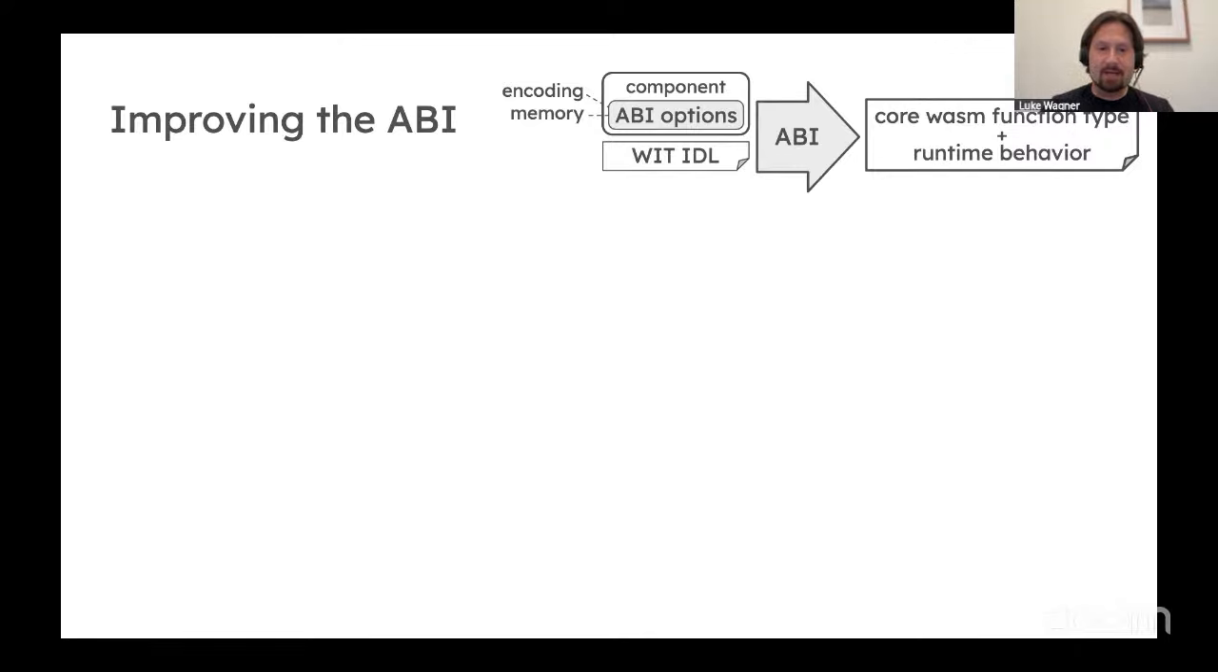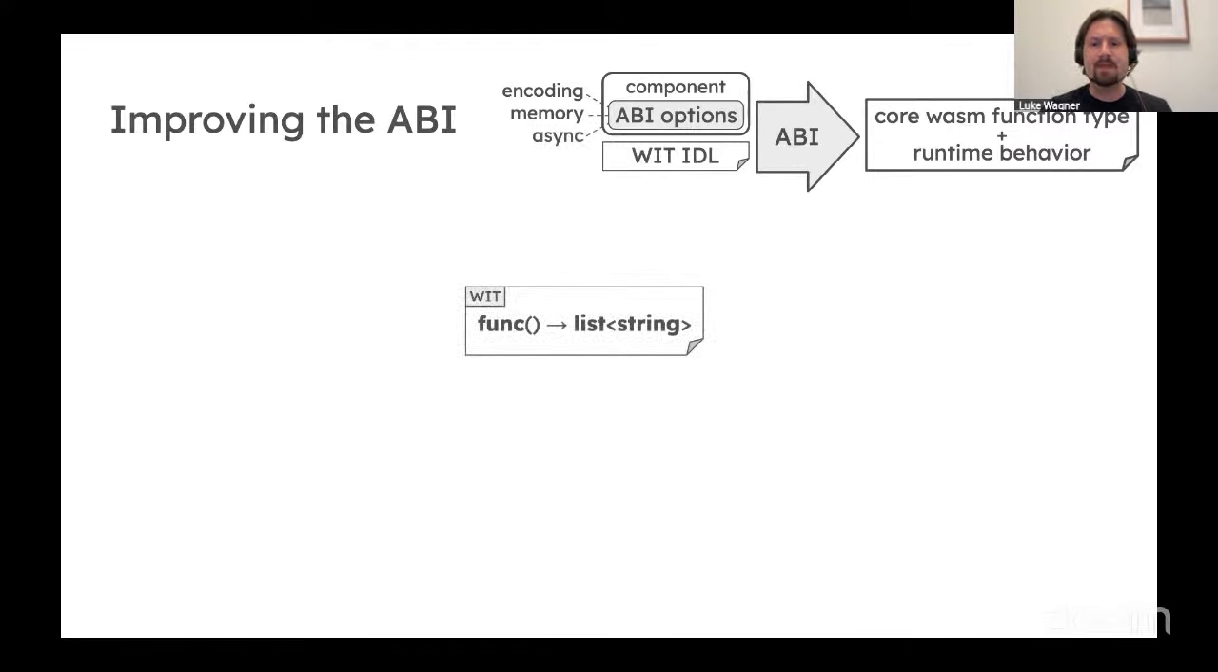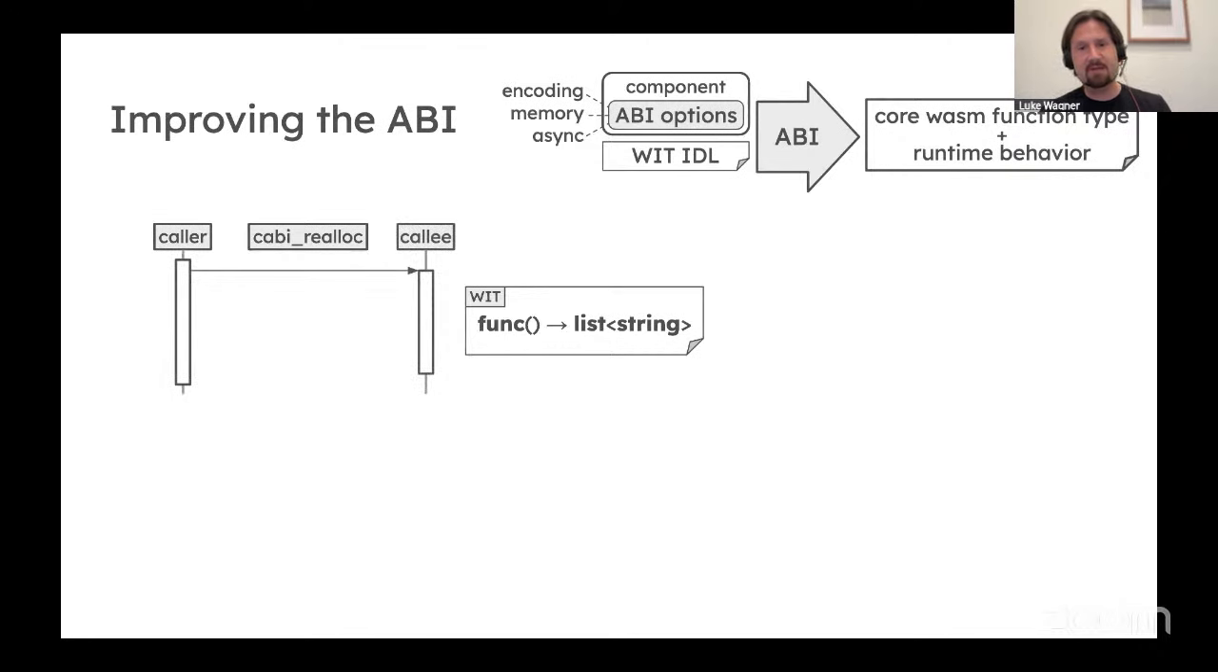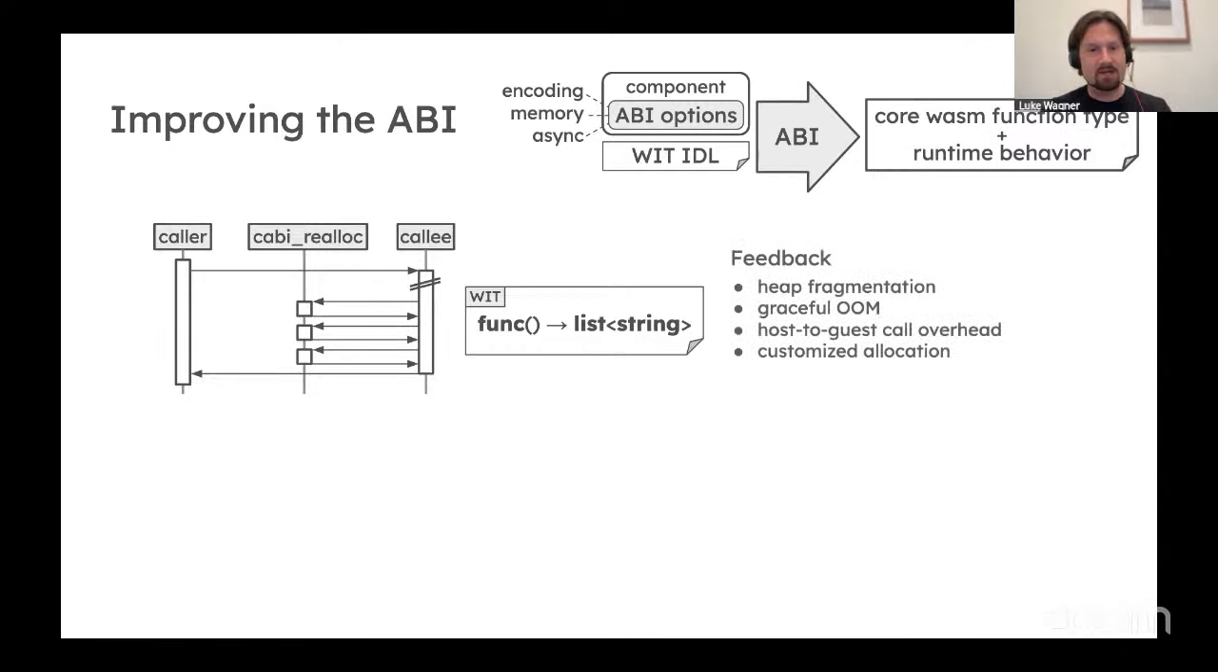So, as a background, if I import a WIT function returning a list of strings, the ABI requires the caller to specify a function that we usually call cabi_realloc. And when the caller calls the imported WIT function and the callee is ready to return its value, the host calls cabi_realloc to allocate memory for the elements of the list. And then it calls cabi_realloc again for each string's char buffer in the list, and then copies everything before returning to the caller.